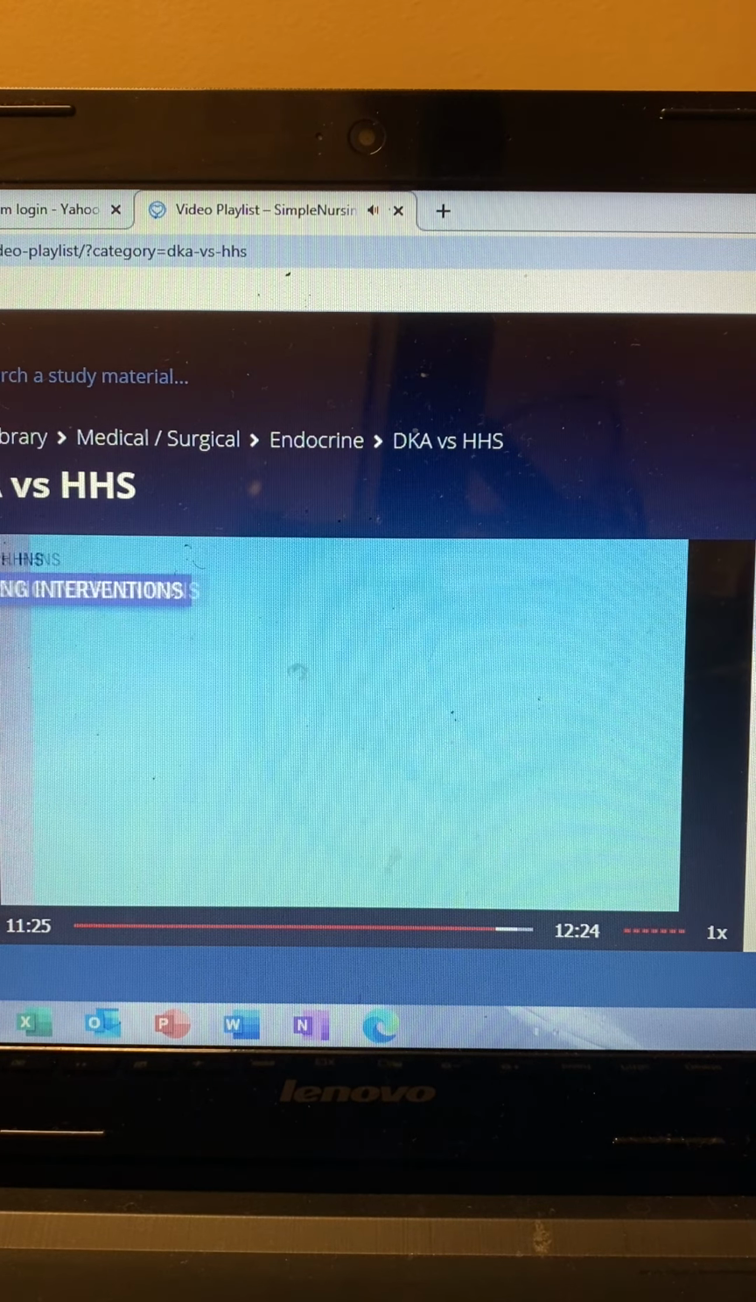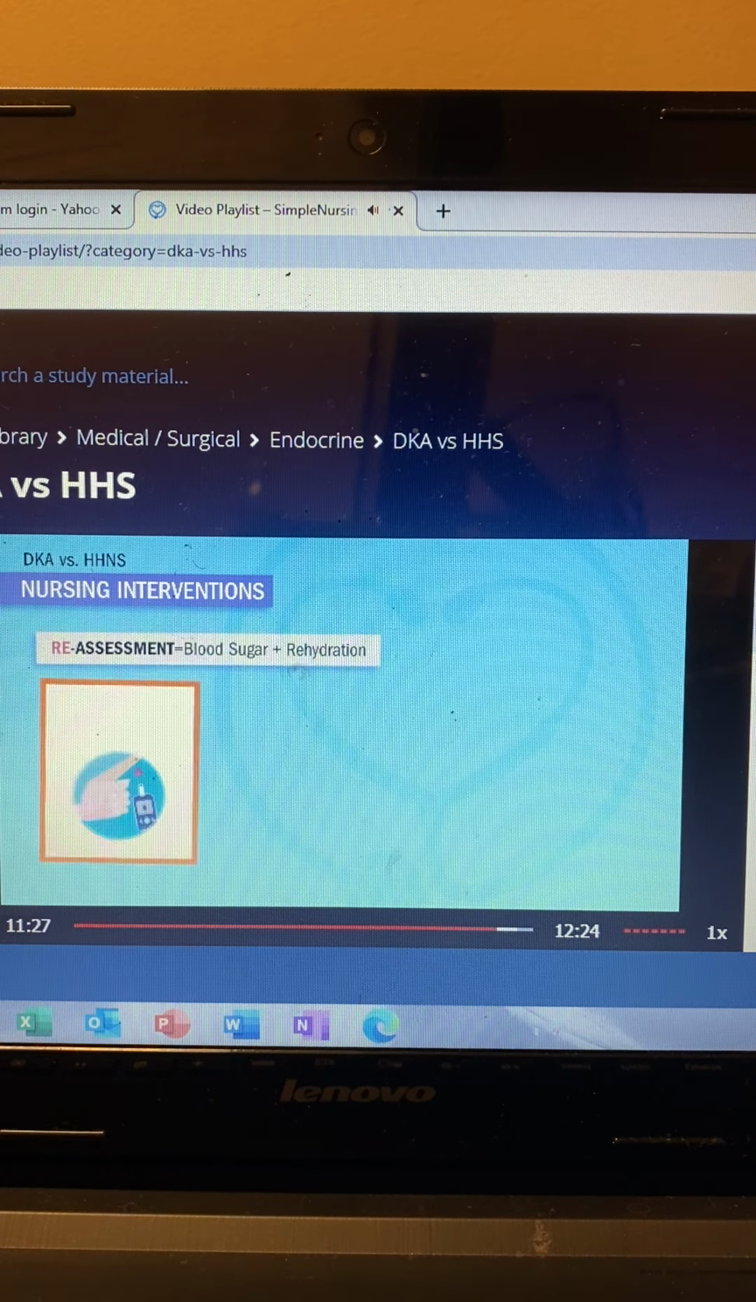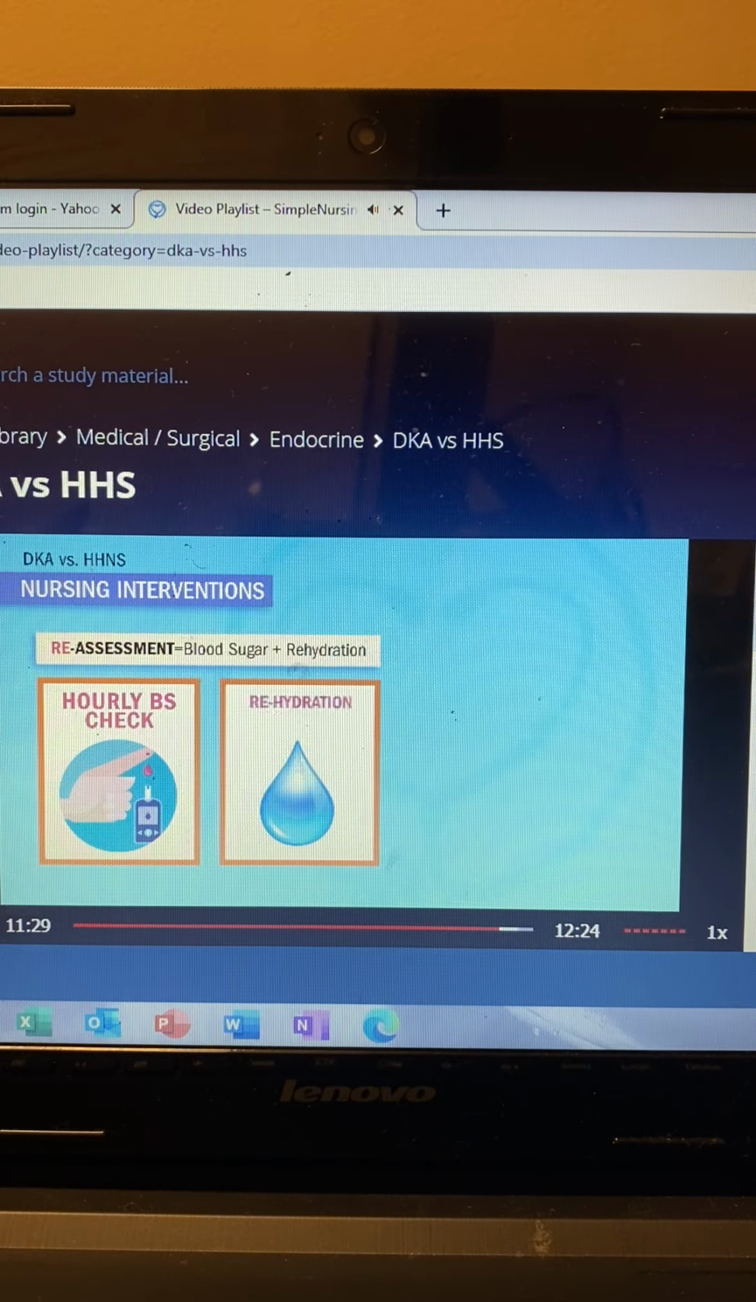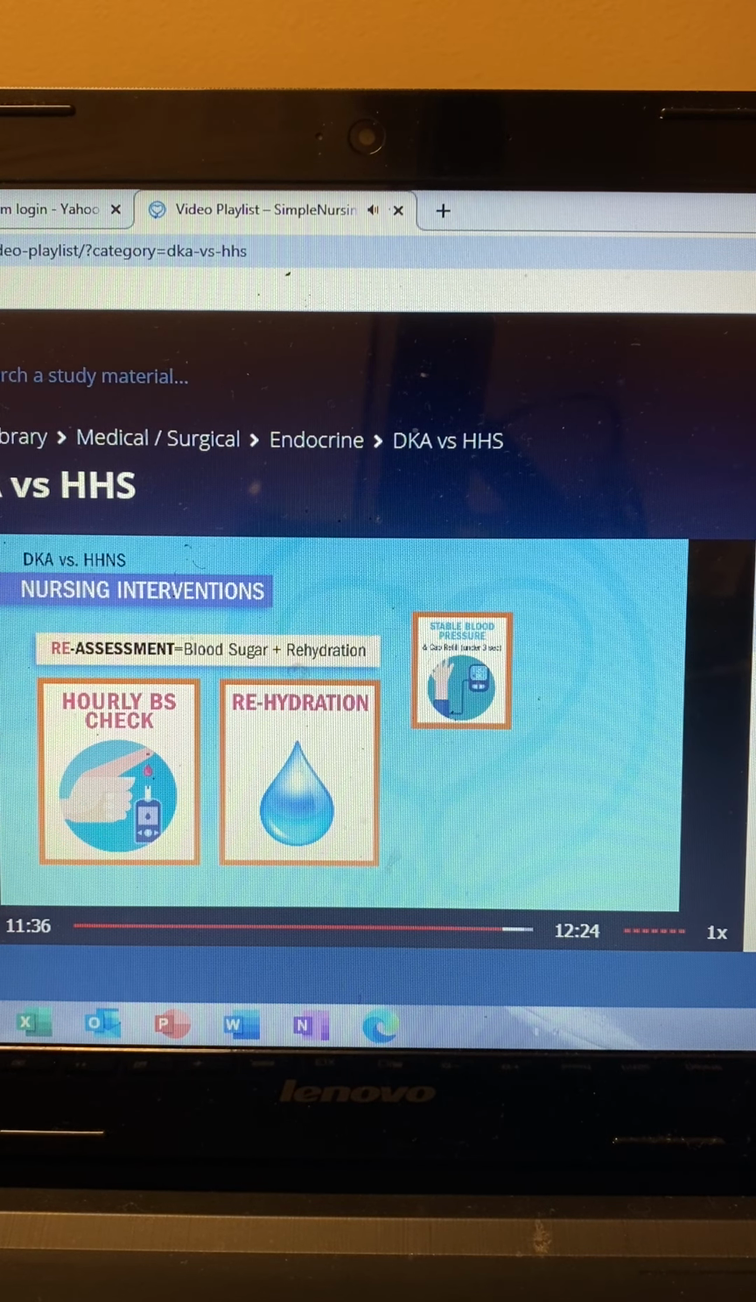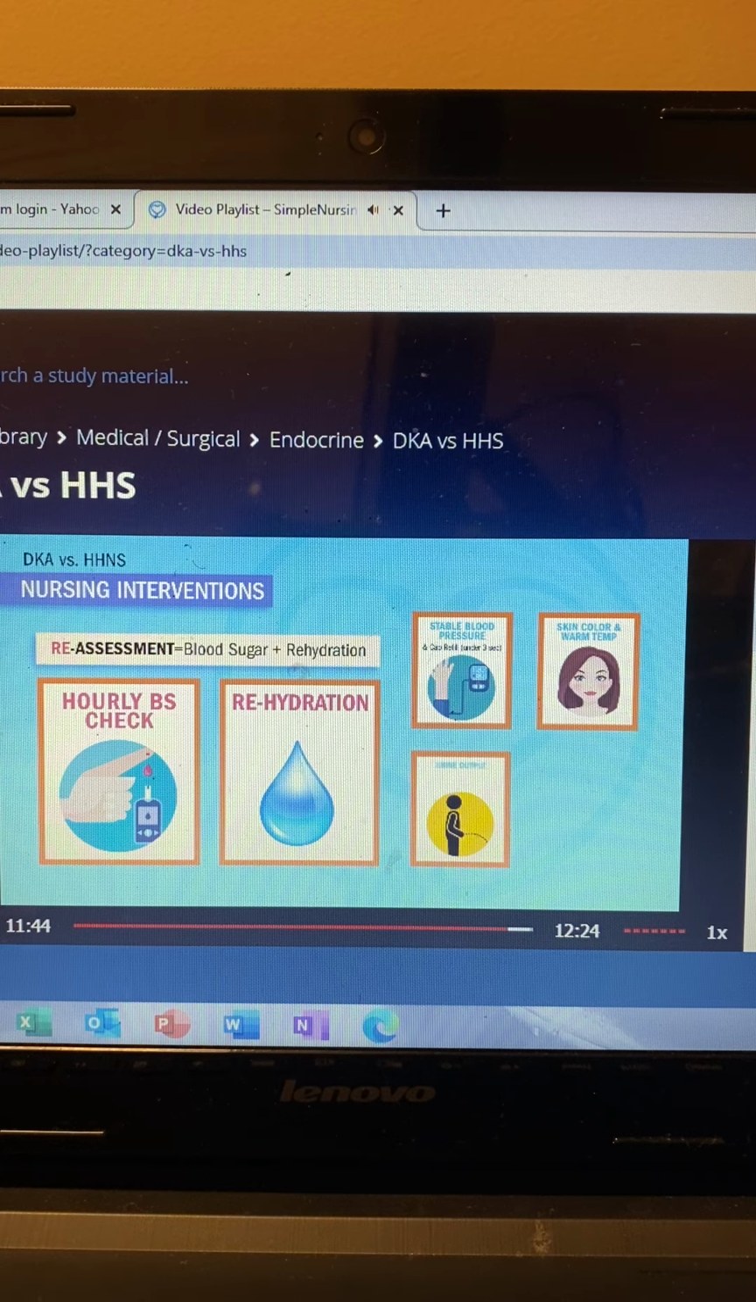So write this down, guys. So we reassess both blood sugar and rehydration status. So for hydration, we'll see stable blood pressure, cap refill 3 seconds or less. And guys, skin, write this down, should not be pale or cold. It should be warm and have some color. Urine output should be 30 mLs per hour or more with normal specific gravity.